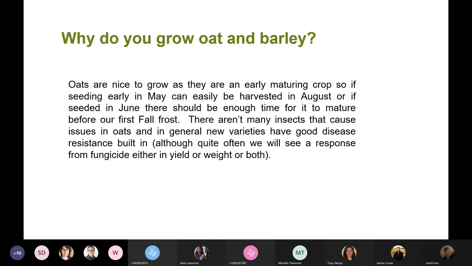Oats are nice to grow as they're an early maturing crop. So if seeded early in May, can easily be harvested in August, or if seeded in June, there should be enough time for it to mature before our first fall frost. There aren't many insects that cause issues in oats, and in several new varieties, they have good disease resistance building. Although quite often we will see a response from fungicide, either in yield or quality or both.